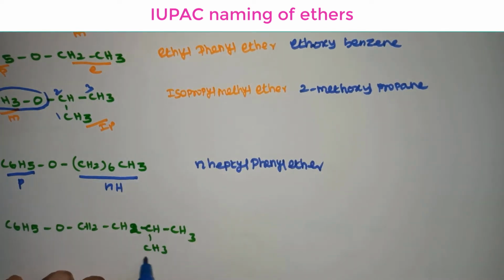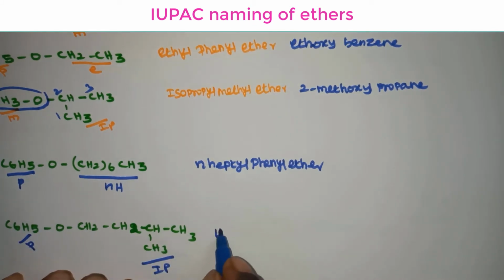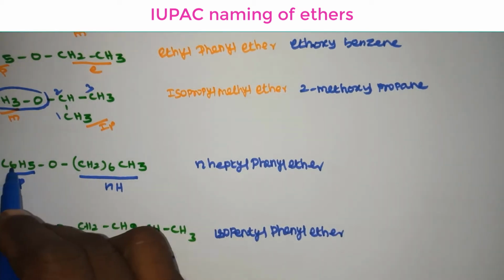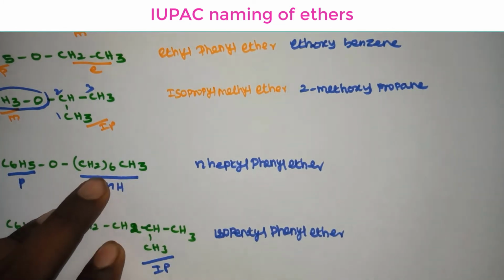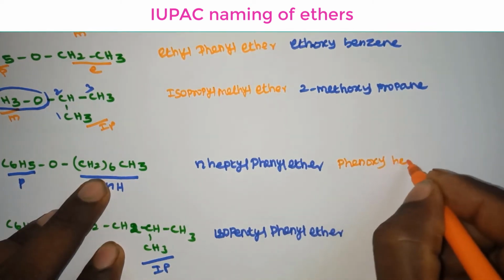Next, this is an iso group with five carbons present, so isopentyl, with a phenyl group. So the name of this compound is isopentyl phenyl ether. Phenyl group joined with oxygen is phenoxy, and the remaining seven carbons are present, so phenoxyheptane is the IUPAC name of this compound.